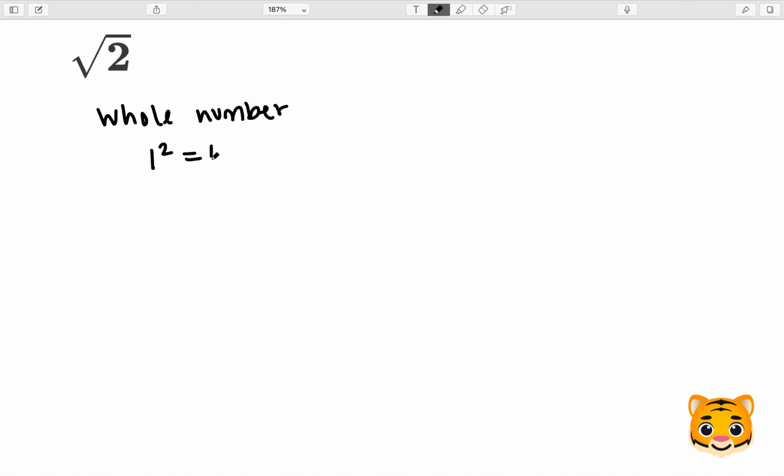So we can look at 1 squared, which is 1, and 2 squared, which is 4. Because 2 lies between 1 and 4, we can rewrite this expression as the square root of 1 is less than the square root of 2, which is less than the square root of 4.